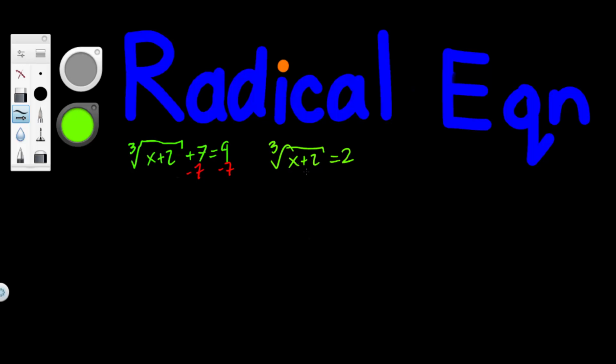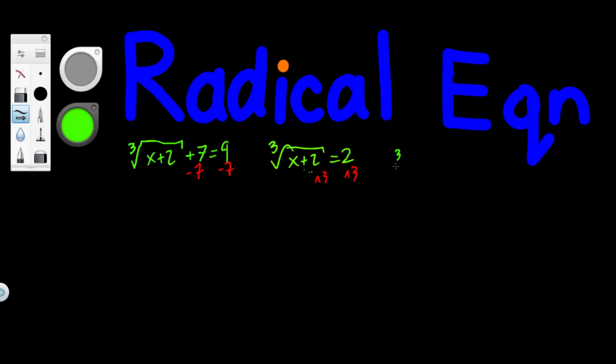Now we want to get this 2 away from the x, but we can't do it yet. We've got a cube root there, so what we need to do is cancel out the cube root. How do we do that? Well, we take each side and we put it to the power of 3. Let's go ahead and do that.